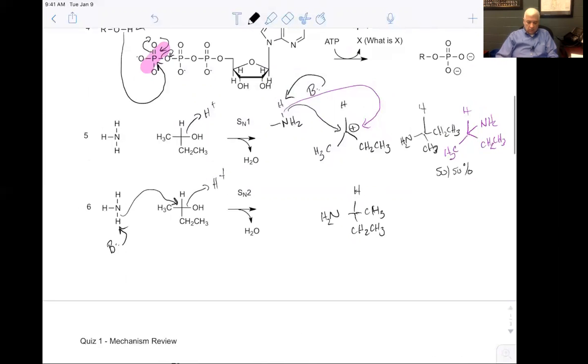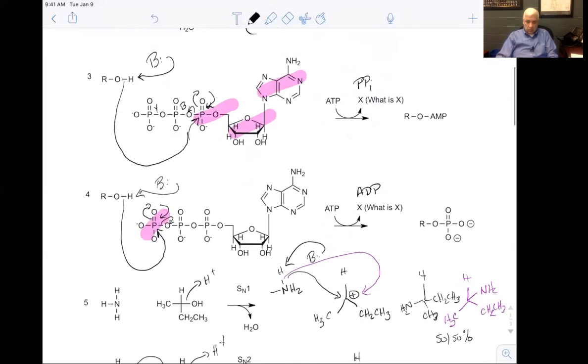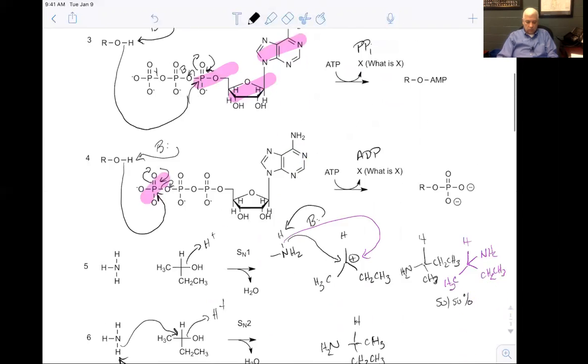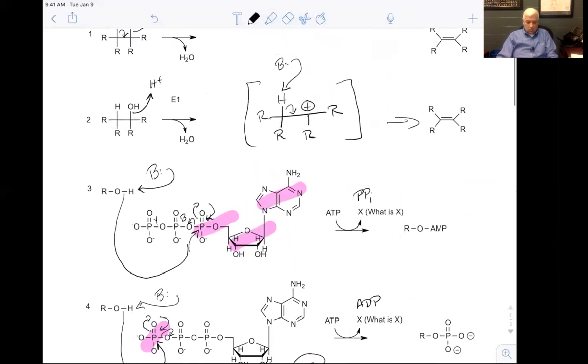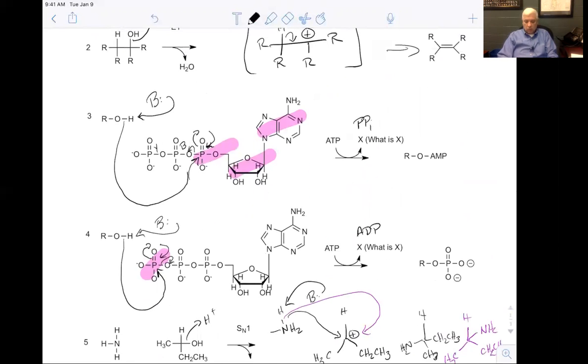Okay, those are the six kinds of reactions that I want you to be able to recognize: an E1, E2, an SN1, SN2, or where we attack the phosphate based upon what the outcome is. Did I transfer an AMP? Did I transfer a phosphate? Am I going to attack at the alpha or the beta, which are the two most often attacked places?